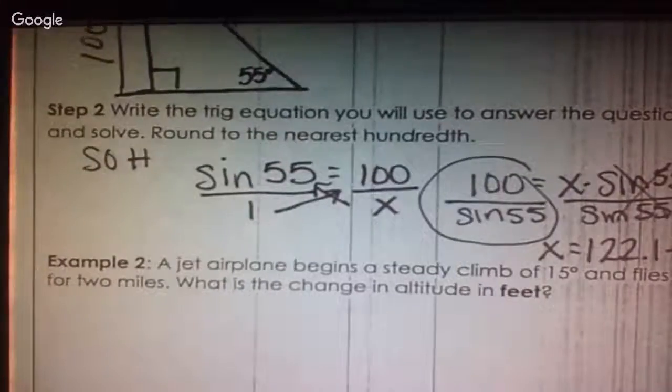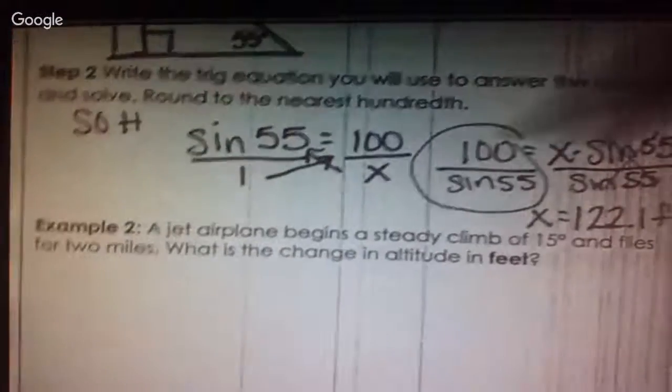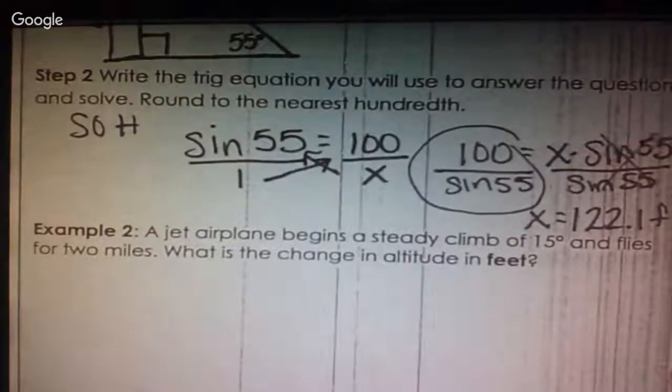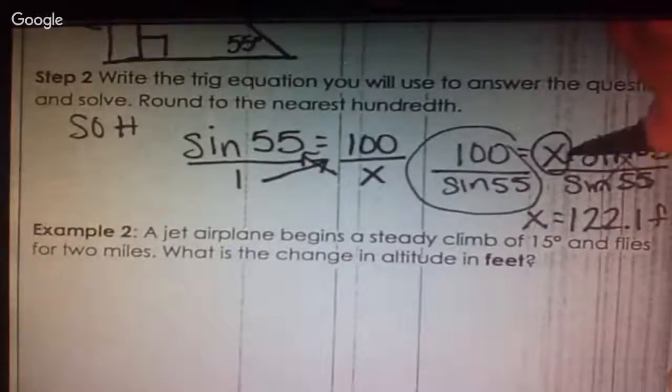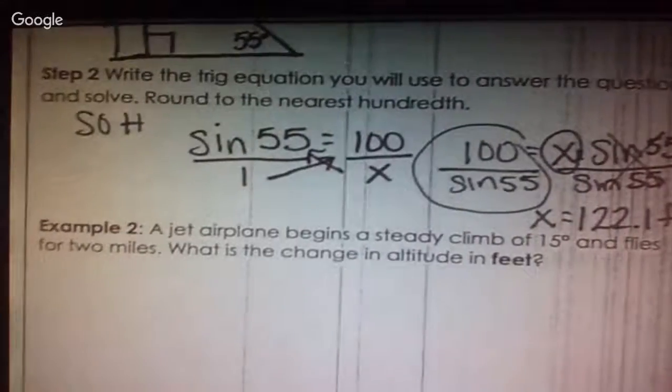Why are we dividing? To get X by itself, because you've got 100 equals X times the sine of 55. So I need to isolate X by itself, so I have to get rid of the sine of 55. If it's being multiplied, you have to divide to get rid of it. Always the opposite.